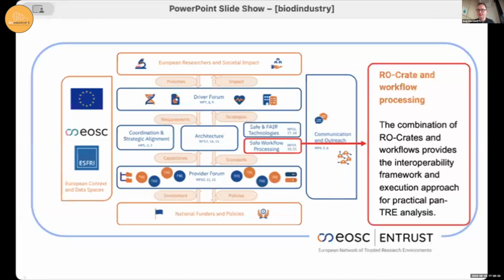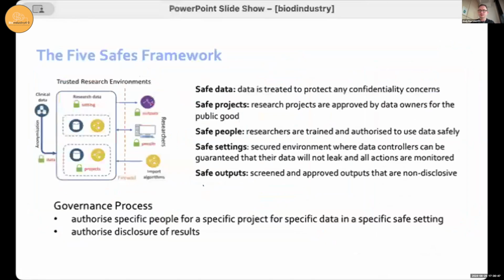I'm going to mostly talk about this little bit of it, the safe workflow processing, which is just one element of it. This is to do with a combination of RO-Crates and workflow processing, providing interoperability at a technical level in the framework, and workflow actual execution, so actually running it and querying databases and how that might work. So, one such framework for supporting that, as Christian mentioned, is the Five Safes framework. It's really useful because it means I don't have to talk about it very much.